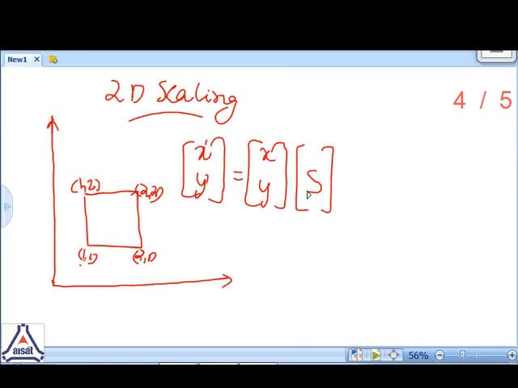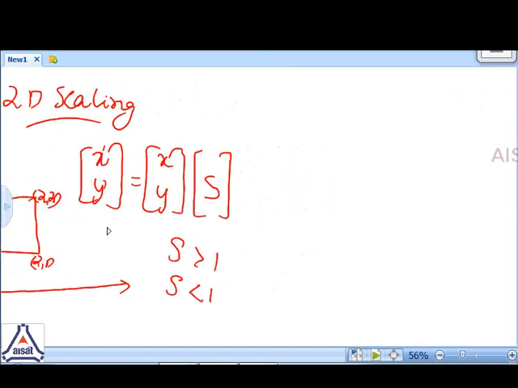Okay. So for enlarging this square, the scaling factor will be greater than 1. In order to reduce this diagram, the scaling factor will be less than 1. So that's very important. The scaling factor will be greater than 1 for any enlargement of an object, and less than 1 for any reduction of the object. Okay. So we will go through it.